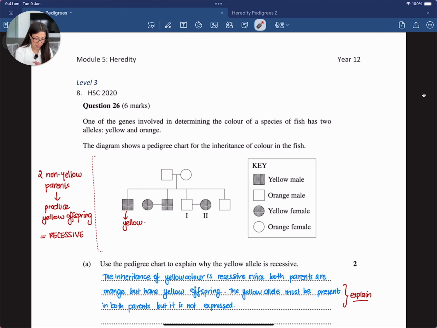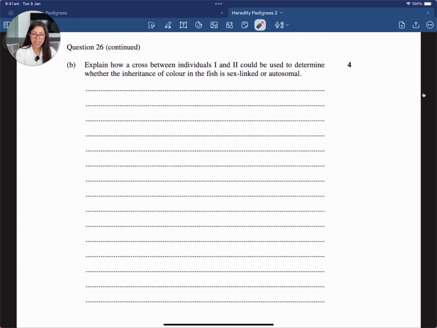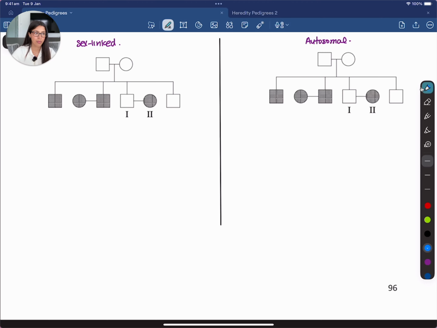So this is a way they can write it, or if you want, you can talk about the genotypes like we've done in the previous questions. Next, explain how a cross between individuals 1 and 2 could be used to determine whether the inheritance of color in the fish is sex-linked or autosomal. So we're essentially going to have to go through these 2 different scenarios and assume both cases and see what the results could be. All right, let's explore the 2 different options.